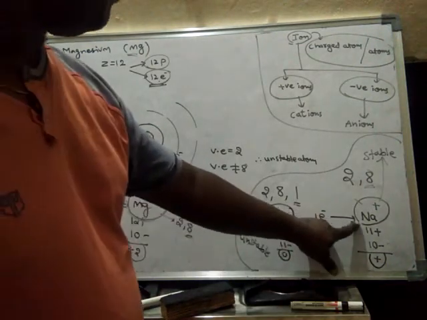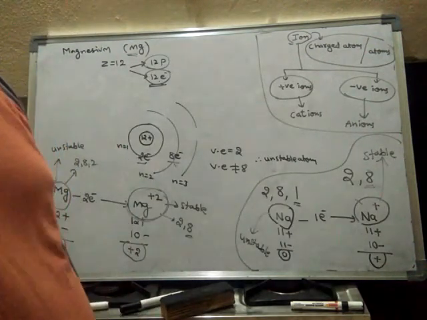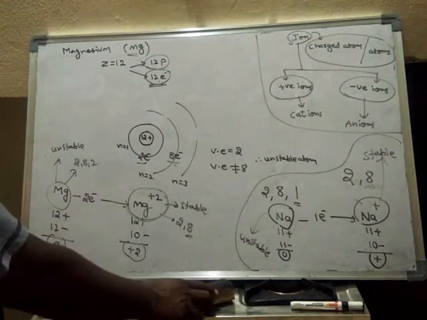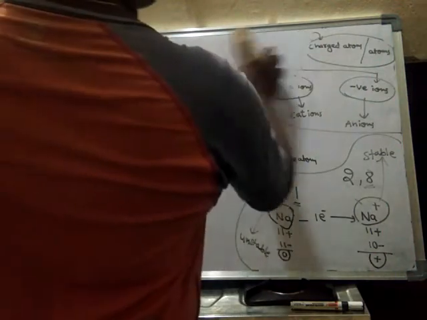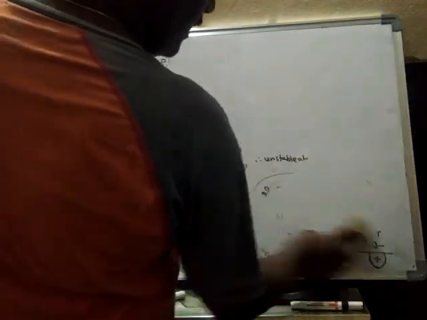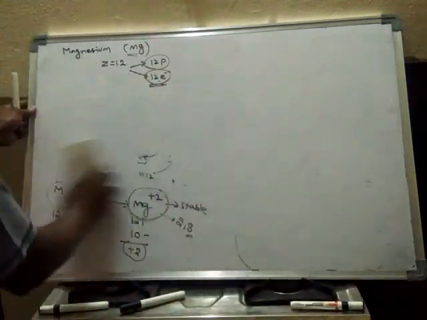Sodium will become stable after losing 1 electron. So it depends upon the nature of the atom and the number of electrons present in the outermost orbit. Some atoms may lose 1 electron or 2 electrons, or sometimes some atoms may lose 3 electrons also. Okay, right. Now, some atoms may gain electrons to become stable.